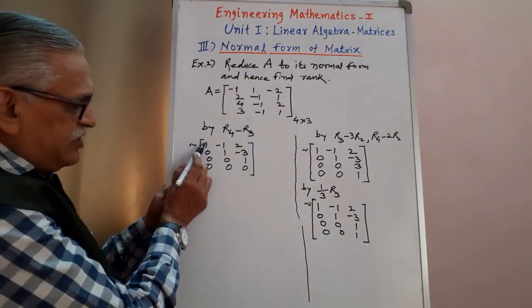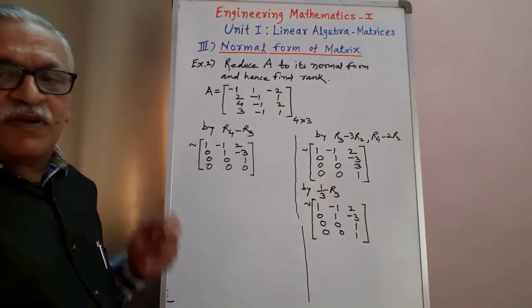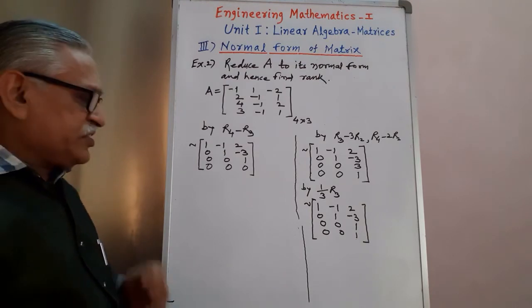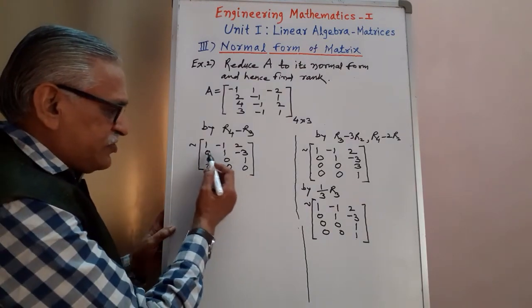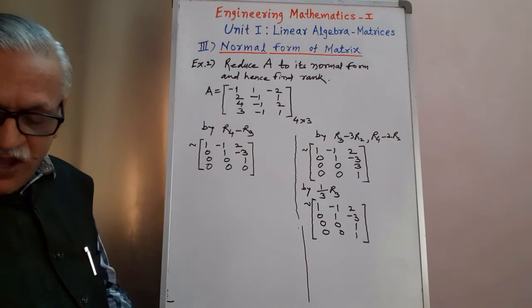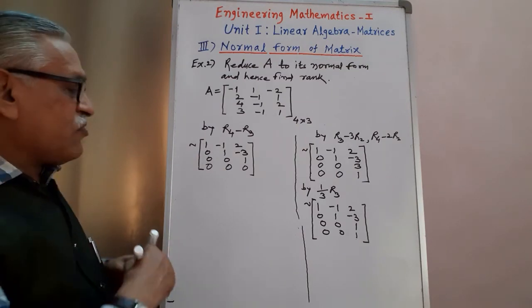Therefore, here all the principal diagonal elements I have converted to 1 each, and lower diagonal elements as 0. Therefore, whatever form we have is called the canonical form.